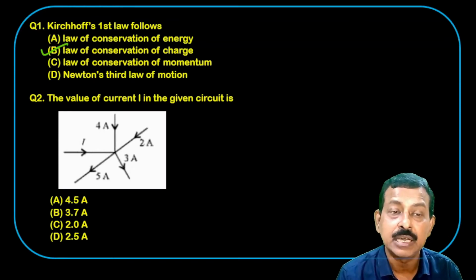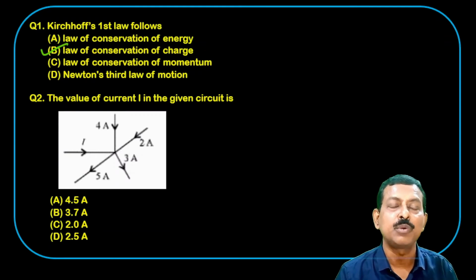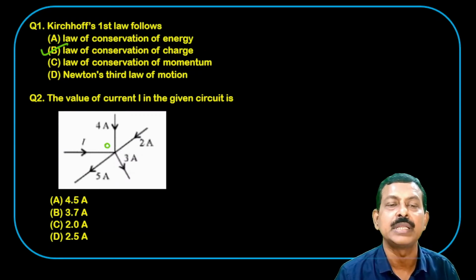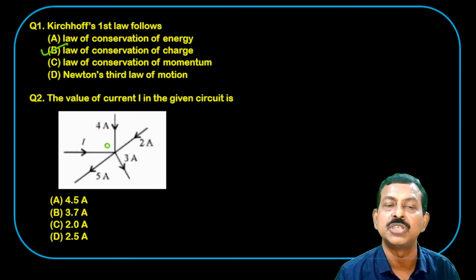Now let's see the next question. In this particular diagram, the value of the current I in the given circuit has been asked. If you look at this diagram, this is the particular point O, which I can take as a junction. Now see what the incoming current is. It is 4 ampere going towards the junction, 2 ampere going towards the junction, and I is also going towards the junction, whereas 3 and 5 are leaving out.